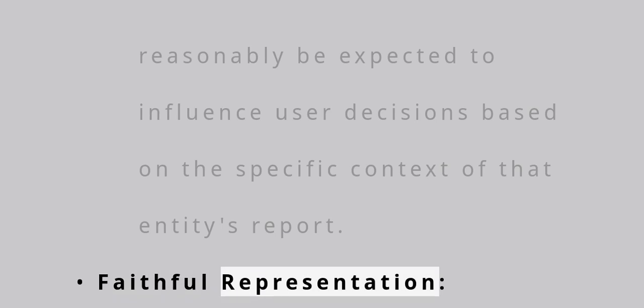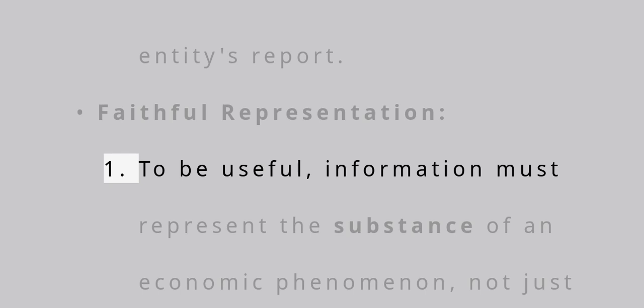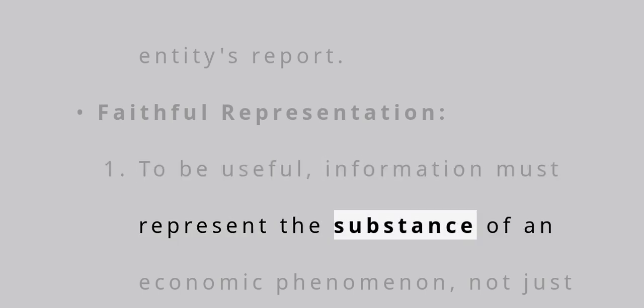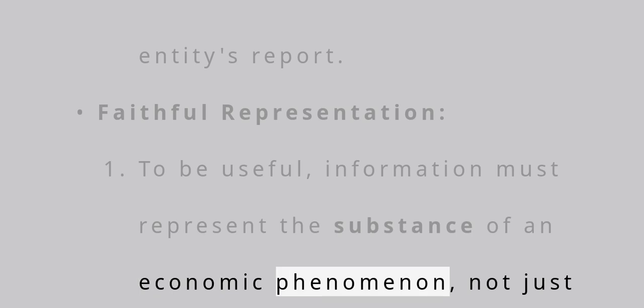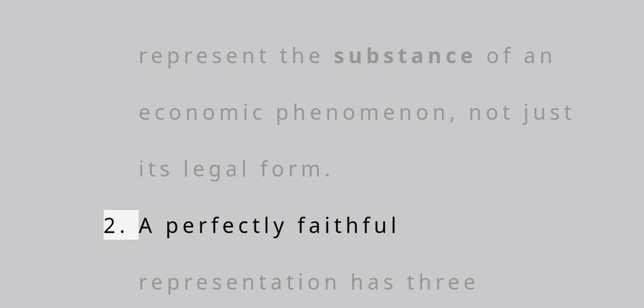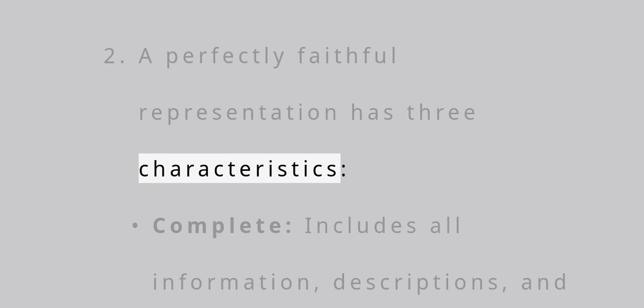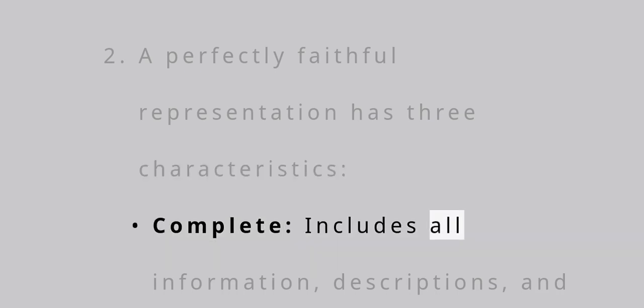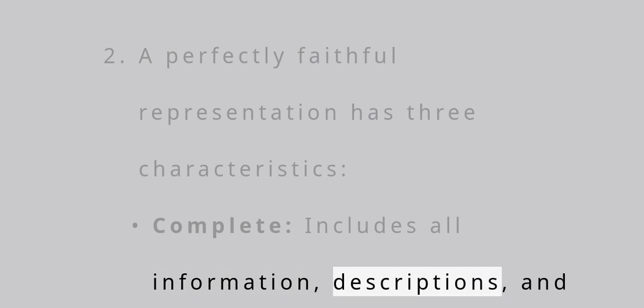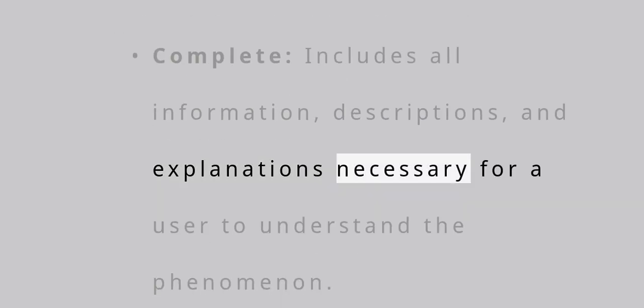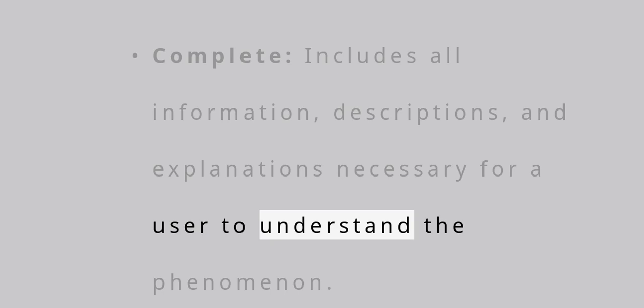Faithful representation. 1. To be useful, information must represent the substance of an economic phenomenon, not just its legal form. 2. A perfectly faithful representation has three characteristics. Complete: includes all information, descriptions, and explanations necessary for a user to understand the phenomenon.